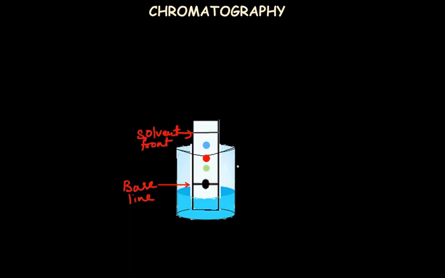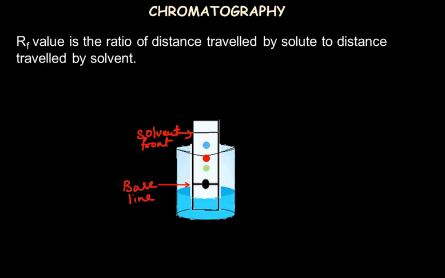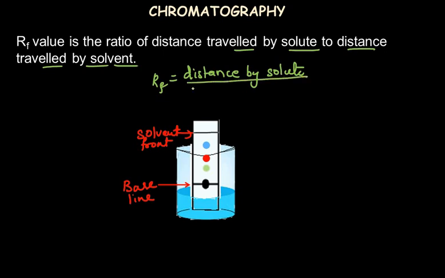After noting down all this, the next step is to calculate the RF value. Now what is the RF value? The RF value is the ratio of the distance traveled by the solute to the distance traveled by the solvent. So let's write the formula of the RF value: distance traveled by solute divided by the distance traveled by solvent.